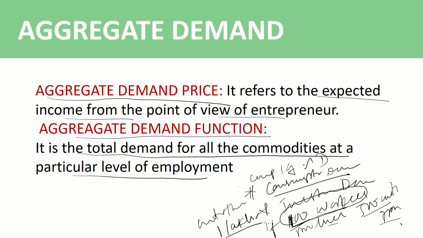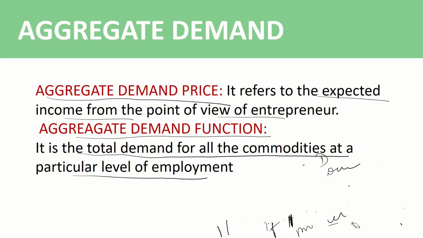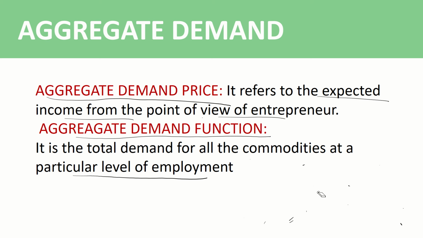So it is the expected income. So this is called aggregate demand. And the aggregate demand function, where we have the total demand of the commodities produced at different levels of employment, shows the aggregate demand function.